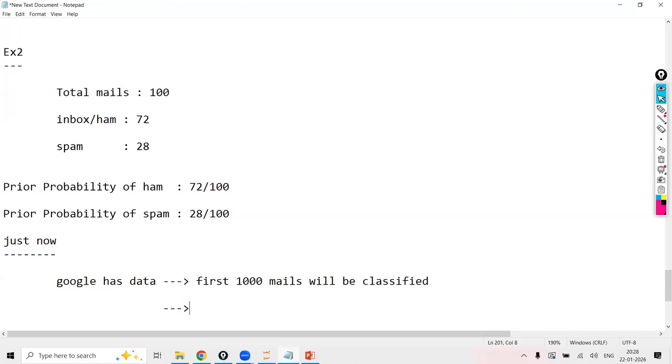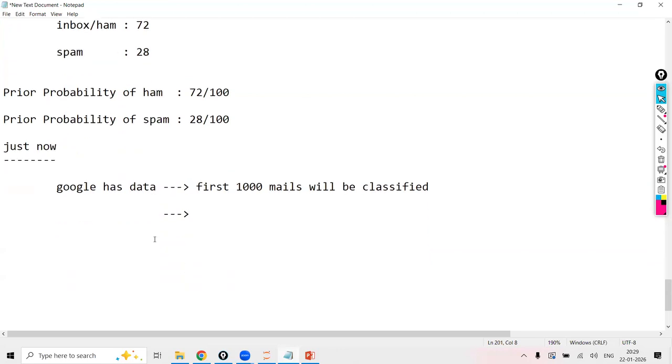For example, you have created a new account, and I also have created a new account. We both have got one new mail. Both of us will get it in the inbox, or both of us will get it in the spam, commonly. Till how many? First 1,000 mails. Once 1,000 mails are completed, then my data probability will be calculated, and your data probability will be calculated separately from there onwards. Up to a certain extent, they will give the initial support. Is the point clear, guys?